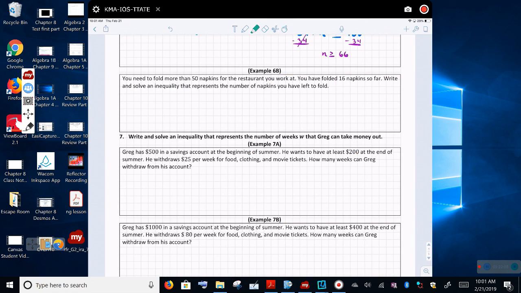What are the two easy parts? This was a little bit tougher. What are some of the parts you think are important? You think the fact that he's spending his money on food, clothing, and movie tickets? No, not really. I could have changed movie tickets to CDs.